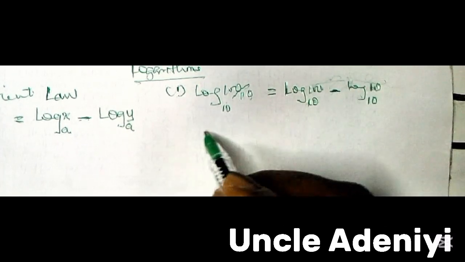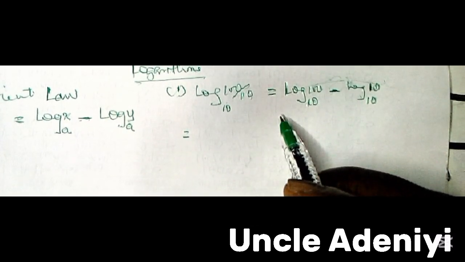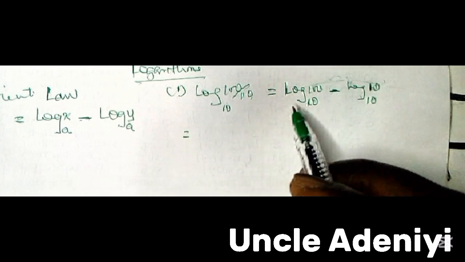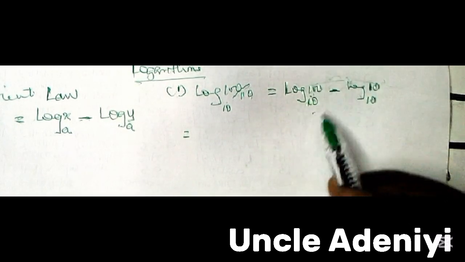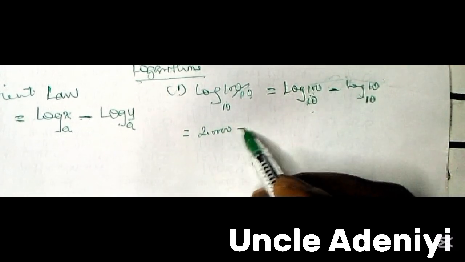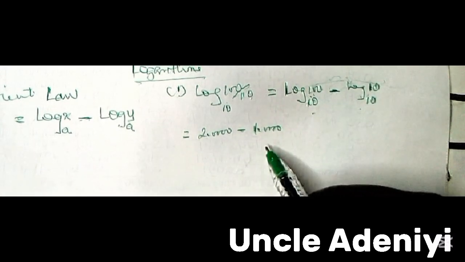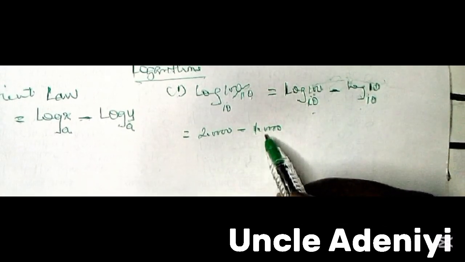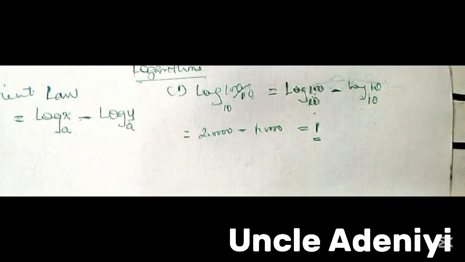Do you understand? Now, what are you going to do? Under your logarithm table, log 100 base 10, you check 100 under base 10, you get 2.000, right? Then log 10 base 10 will give you 1.000, right? So 2.00 minus 1.00 will give you 1. Am I right? So that's the answer.